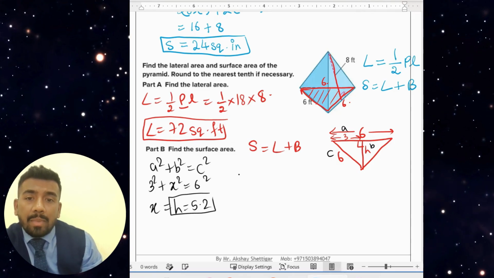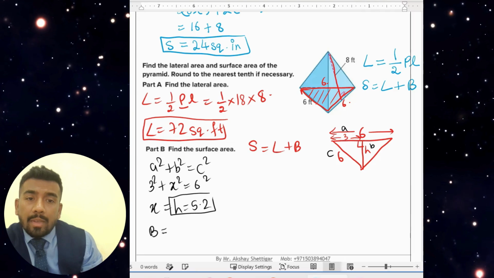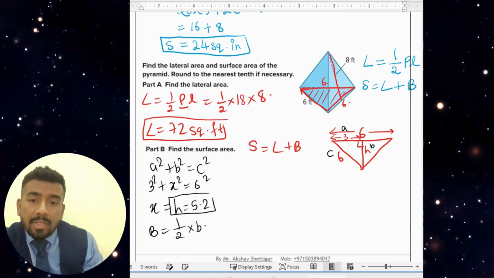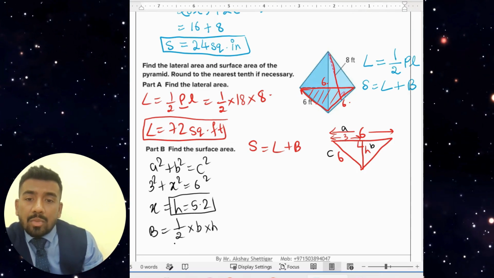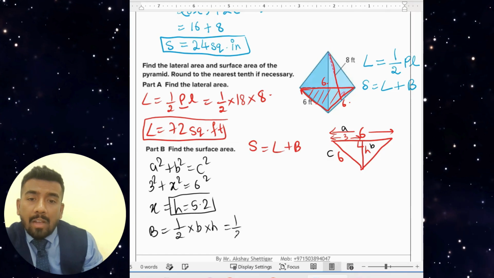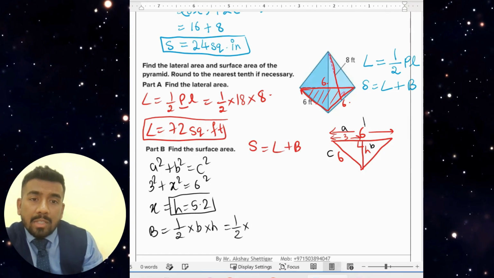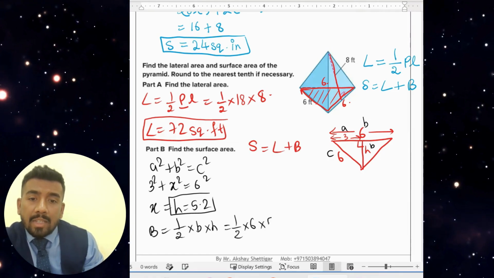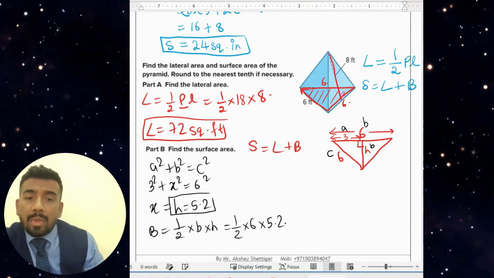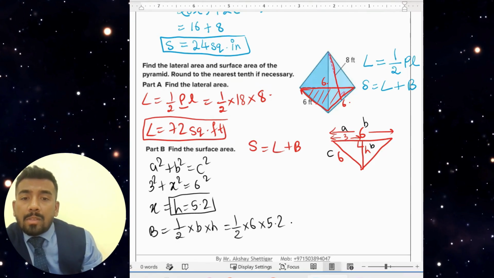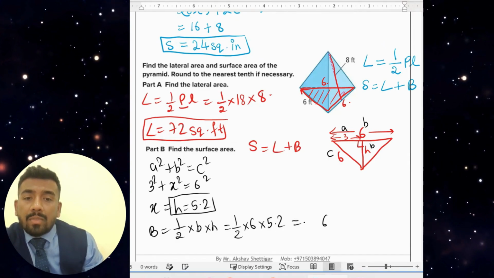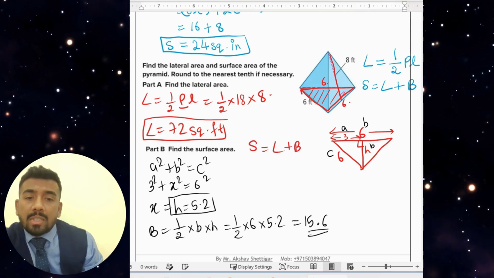So find the area B. B is the area of the triangle, that's half times base times height. Half times base, the base is 6, times the height, which is 5.2. So how much will this be? 3 times 6 is 18, times 5.2, so it's 15.6. That's your B.